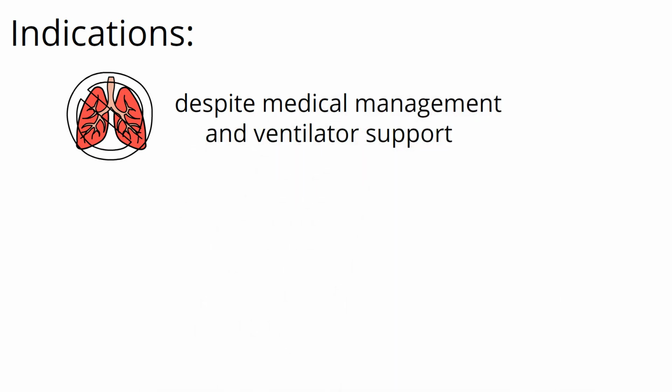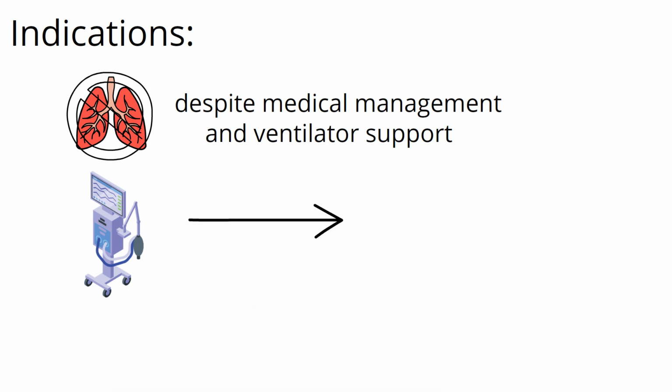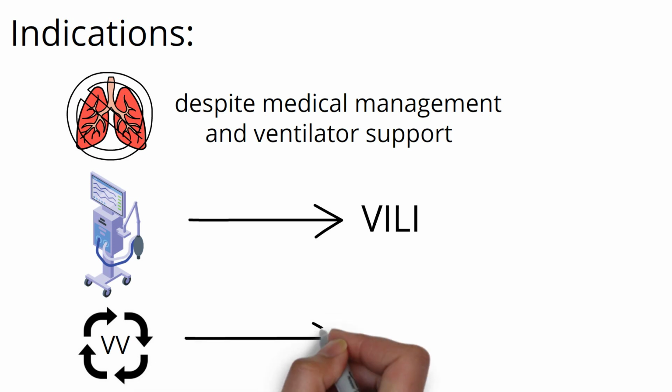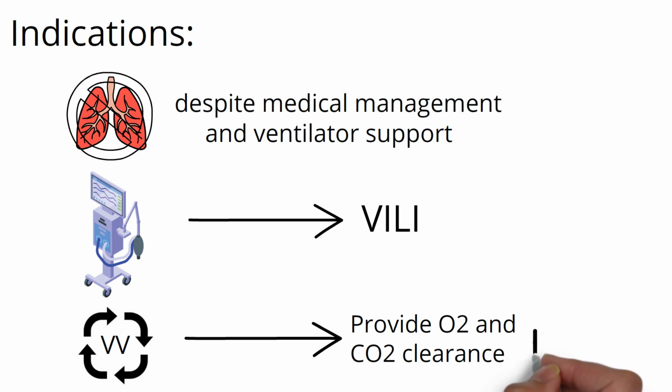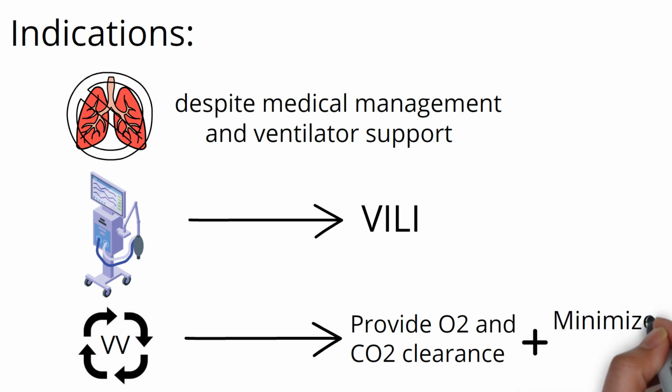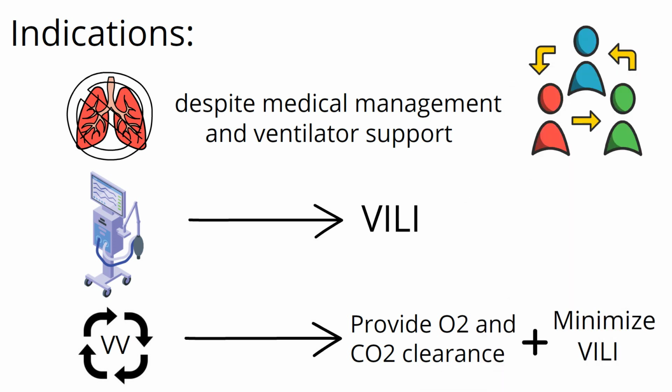Invasive mechanical ventilation is often necessary for patients with respiratory failure, but it is well known that this leads to ventilator-induced lung injury, or VILI. The VV ECMO circuit is used when mechanical ventilation alone is inadequate to provide gas exchange, or when the necessary ventilator settings would cause excessive damage to the lungs. VV ECMO provides oxygenation and carbon dioxide clearance and also allows us to minimize VILI, giving the lungs time to rest and heal.